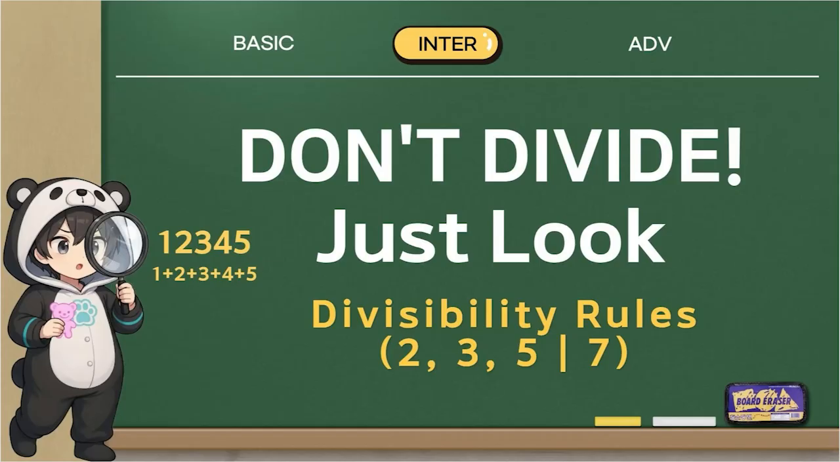In the last video, we learned how to find the DNA of numbers using prime factorization. But wait, to break a number down, you first need to know what divides it. If a number isn't prime, it must be divisible by smaller primes. Today, I'm going to give you the ultimate detective tools to spot these hidden factors instantly. We call these divisibility rules.